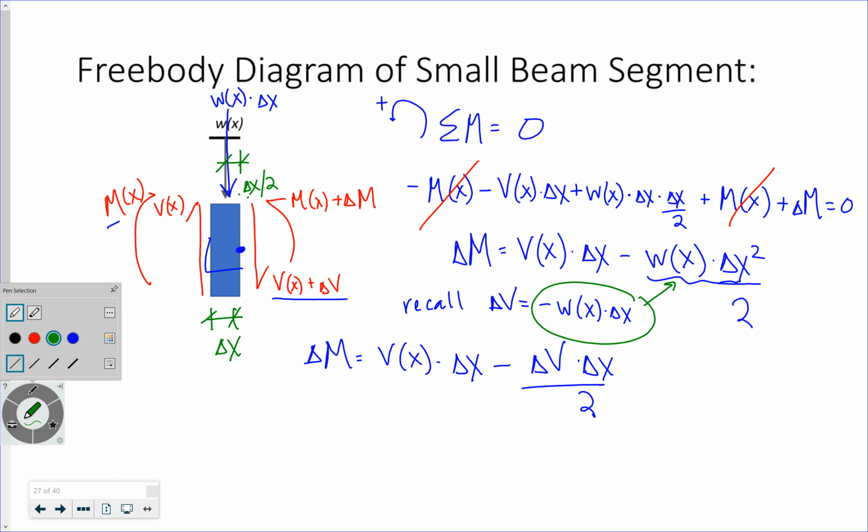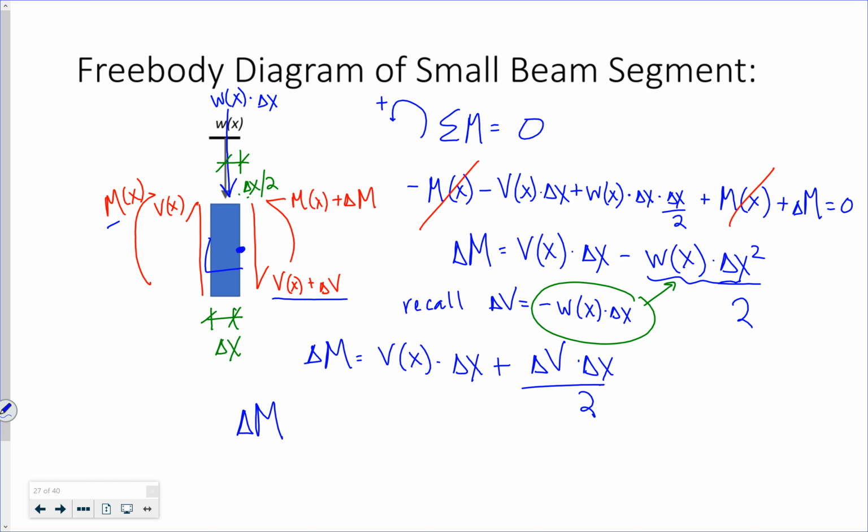And actually, if it's negative, then it would be technically positive here. So if I divide by delta x, I get delta M over delta x equals V of x plus delta V over 2.